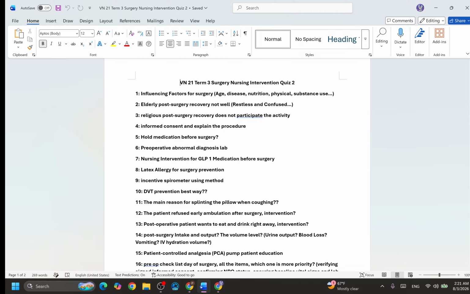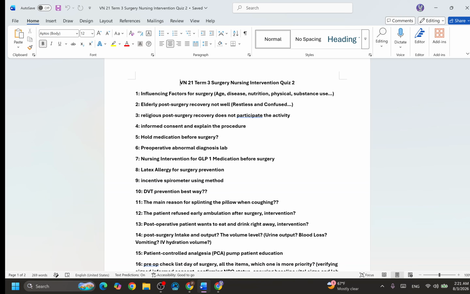But with the patient's religion, we also need to respect them, right? So the better way is to say, okay, I will respect your religion, I will let you do it. But after that, I will come back later. I hope you just finish your routine, and we need to get you up out of bed, and you still need to ambulate because we don't want you to have any kind of complication after surgery. So this is the way we deal with the patient, okay?